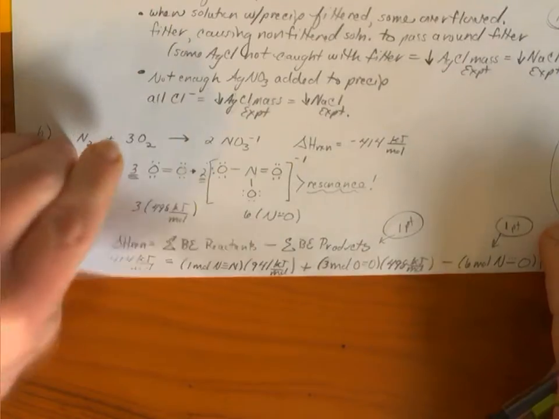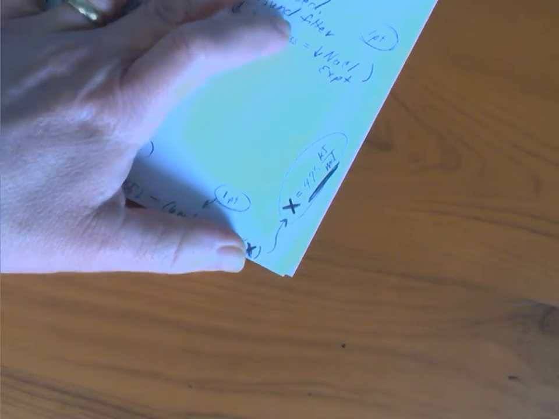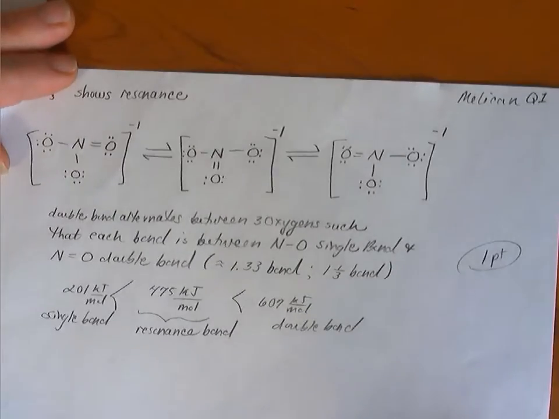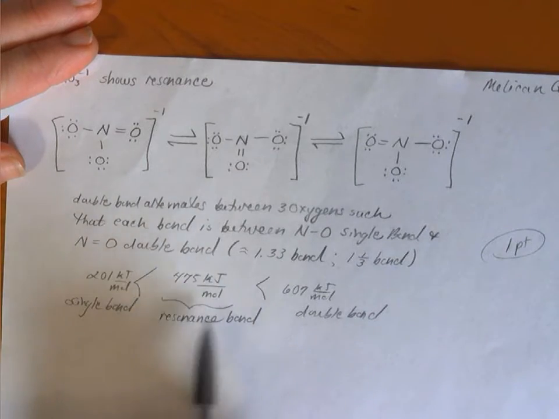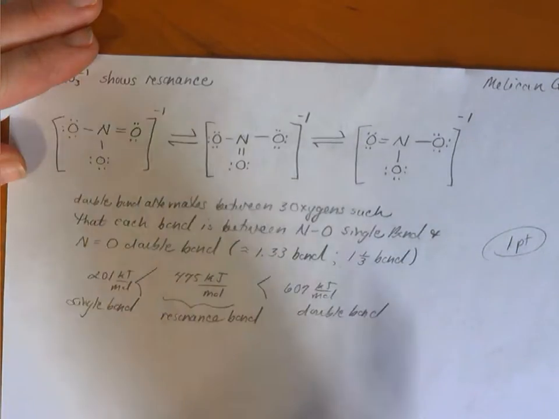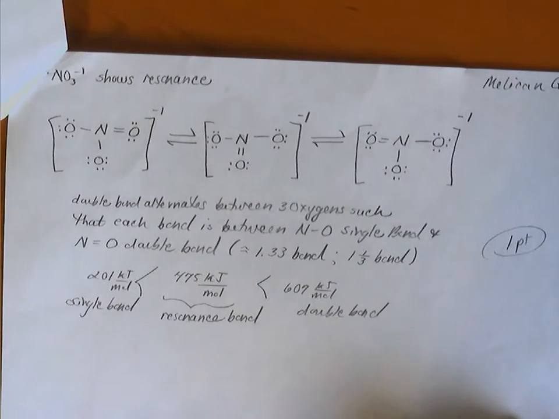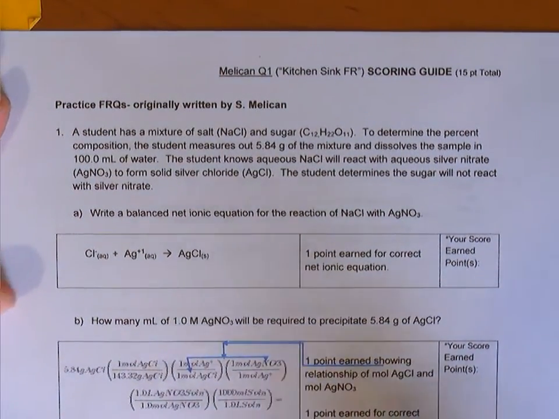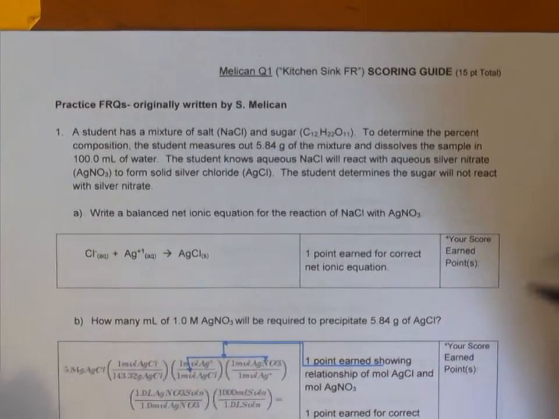I ran out of room on my single page, so the answer to H is 475 kilojoules per mole. And then part I asks for the resonance structures and then a justification as to the bond energy within nitrate. All right, I will just display for you the scoring guide that was created. This far box in the right is where you can jot down your score.